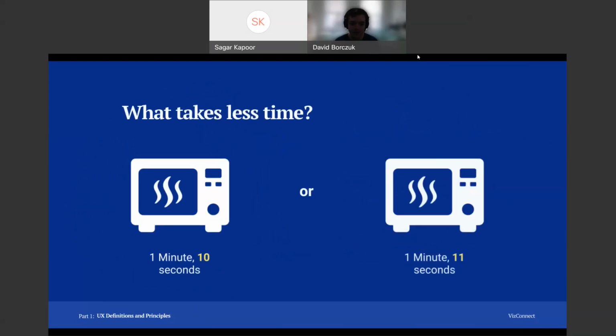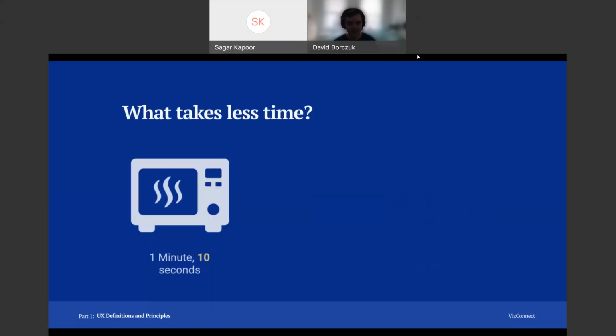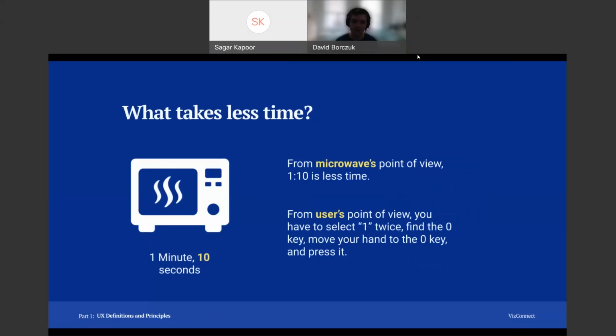Another example I like to give about user experience is this microwave example. What takes less time? Heating water in the microwave for 1 minute and 10 seconds, or heating water in the microwave for 1 minute and 11 seconds? When you think of 1 minute and 10 seconds, from the microwave's point of view, 1 minute and 10 seconds is less time. But you have to add on the fact that the user has to select one twice, find the 0 key on that little numpad, move your hand to the 0 key, and press it. And that takes some extra time. It might actually take longer than 1 minute and 10 seconds for that whole interaction to occur.